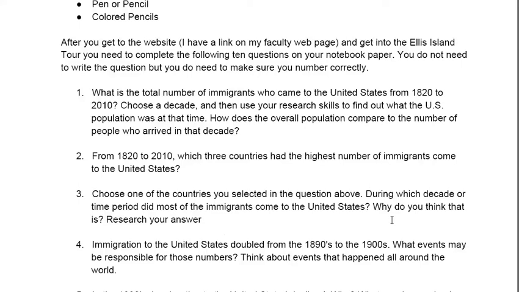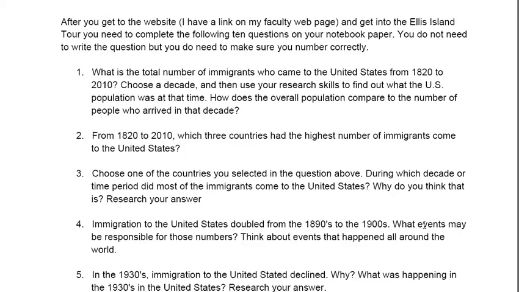You need to tell me, why do you think that is? Okay, that's what I'm looking for. That this event happened in Ireland and that's why people are immigrating, or whatever country you're talking about.